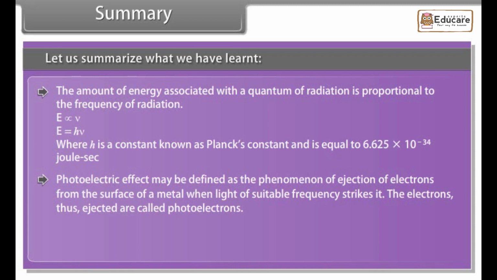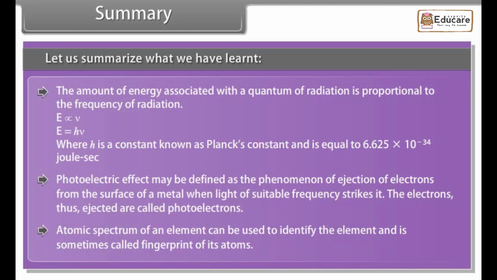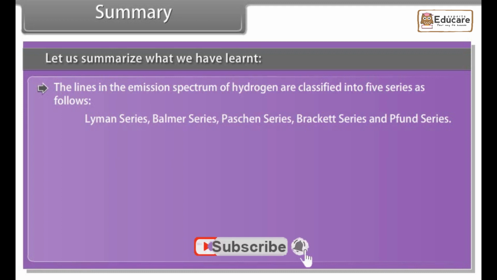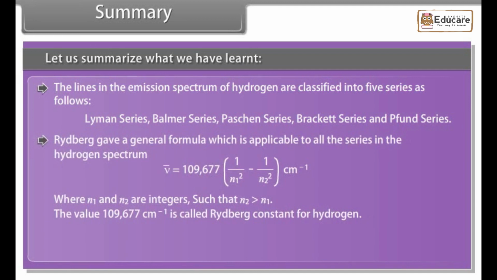The electrons thus ejected are called photoelectrons. Atomic spectrum of an element can be used to identify the element and is sometimes called fingerprint of its atom. The lines in the emission spectrum of hydrogen are classified into 5 series as follows: Lyman series, Balmer series, Paschen series, Brackett series and Pfund series. Rydberg gave a general formula which is applicable to all the series in the hydrogen spectrum. The value 109677 per centimeter is called Rydberg constant for hydrogen.